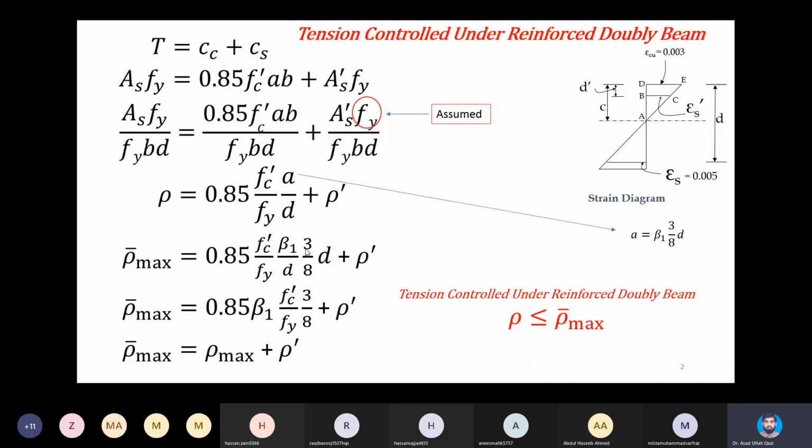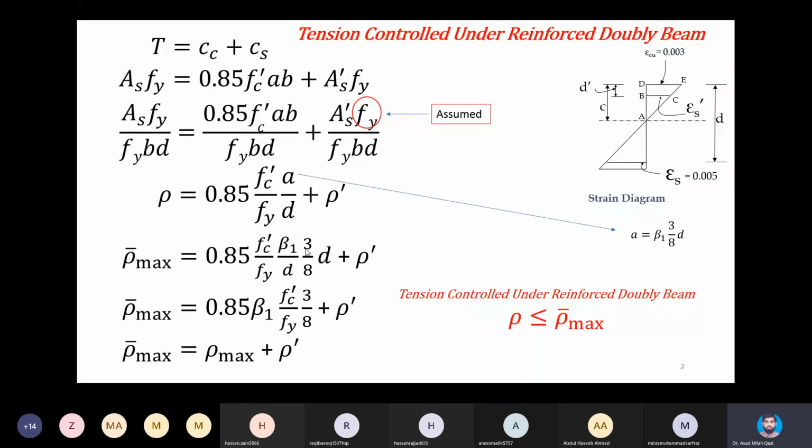That's tension steel: if its strain will be above 0.005, it will be excessively yielded, it will be tension controlled under reinforced. If it will be in between 0.005 and epsilon y, it will be in transition. And if the tension steel will be below yielding, it will be an unacceptable over reinforced doubly beam. So for design, we are not putting the doubly beam in that over reinforced domain.